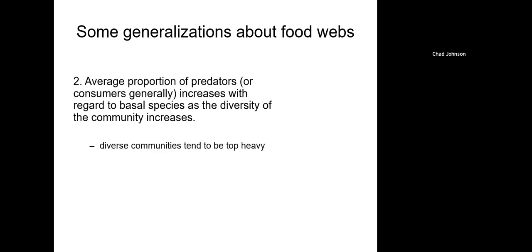Second generalization about food webs, the number of predators or consumers generally goes up in regard to basal species as the diversity of the community increases.